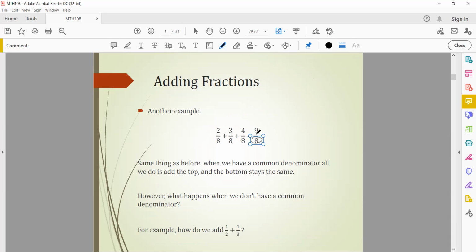But if the bottom numbers aren't the same, it's a little more work. So let's look at an example of that, and we'll go through it step by step. Let me stop sharing. And let's go to a whiteboard. Okay. Whiteboard. So the simplest example I could think of is 1 over 2 plus 1 over 3.